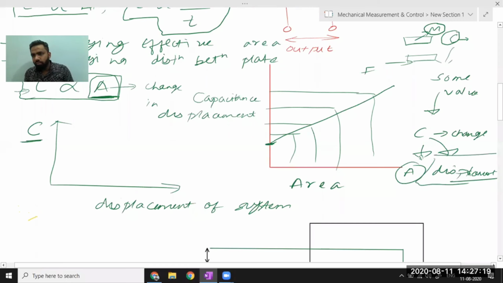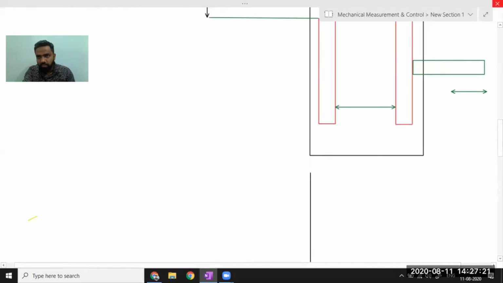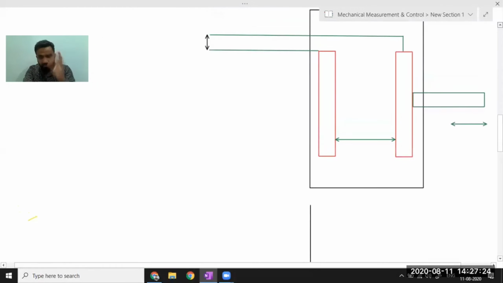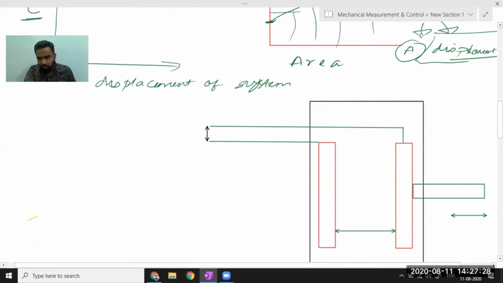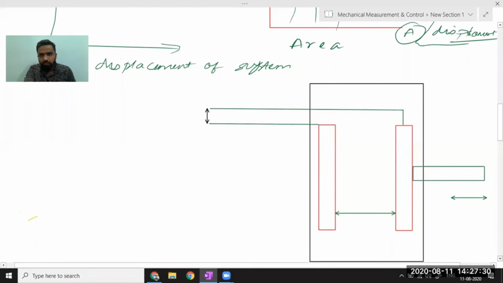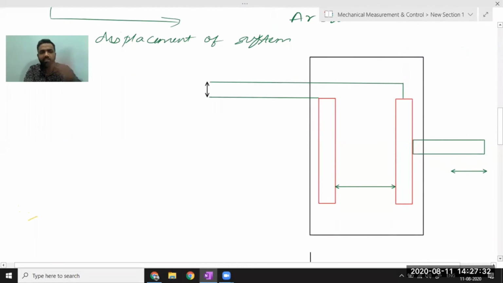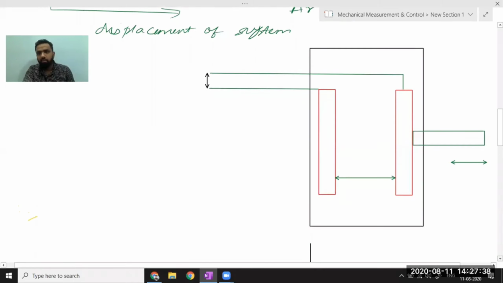We will see how we measure C in terms of displacement as we proceed, but I just want to let you know that whenever C changes, automatically displacement will also change. I'm just taking the second case. I'll explain how C leads to a change in displacement by an analytical method. But right now we will just consider these two things.